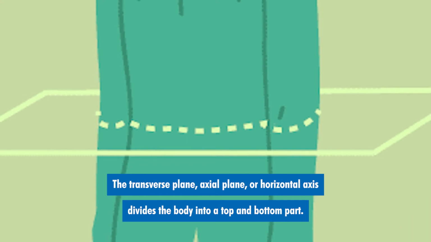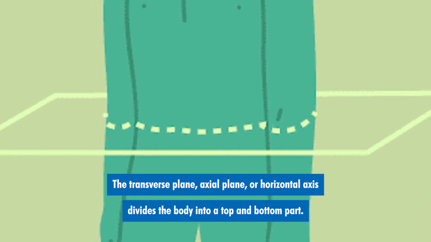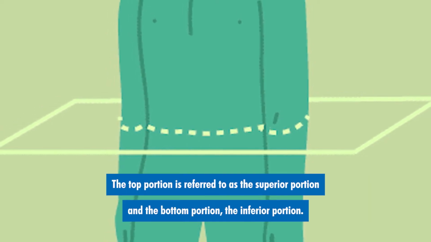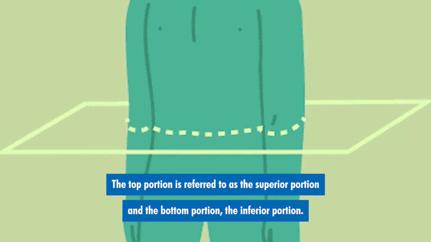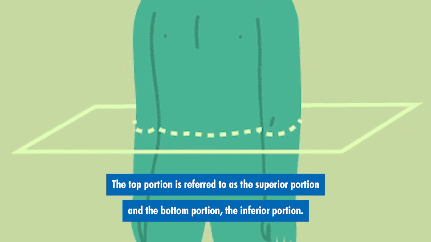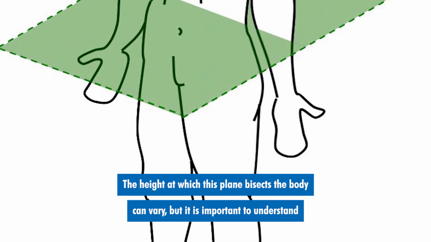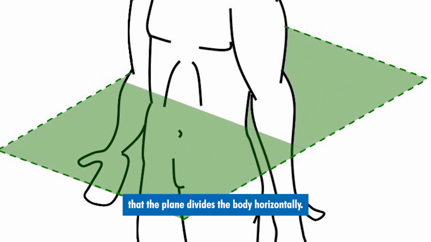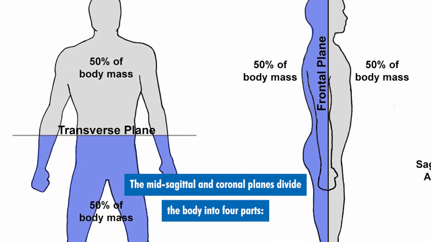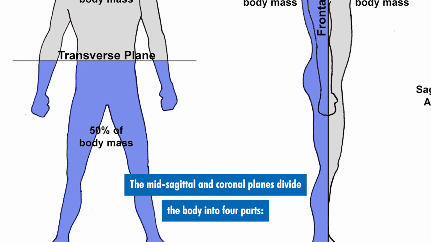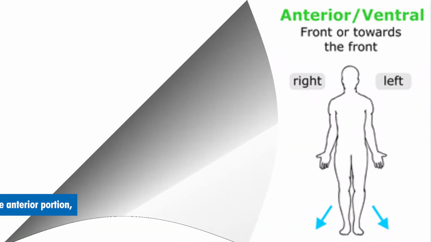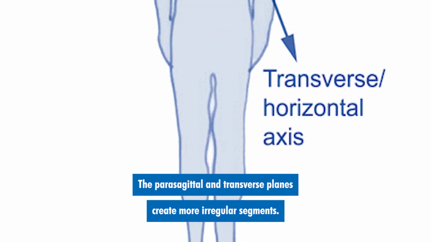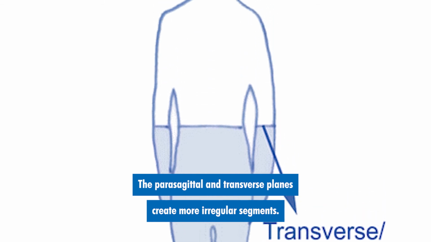The transverse plane, axial plane, or horizontal axis divides the body into a top and bottom part. The top portion is referred to as the superior portion and the bottom portion, the inferior portion. The height at which this plane bisects the body can vary, but it is important to understand that the plane divides the body horizontally. The mid-sagittal and coronal planes divide the body into four parts: the anterior portion, posterior portion, right portion, and left portion. The parasagittal and transverse planes create more irregular segments.